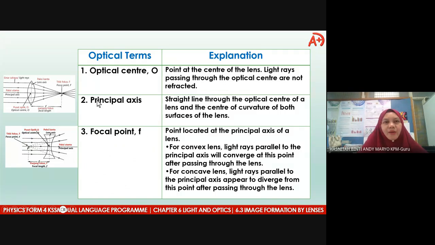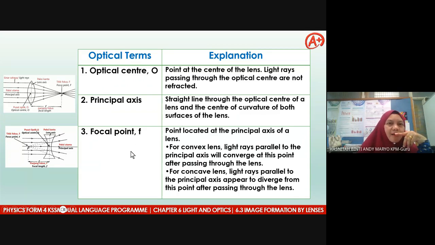Second, we have the principal axis. The principal axis is the center line which divides the lens into the same portions, above and below. The principal axis is a straight line through the optical center and the centers of curvature of both surfaces.